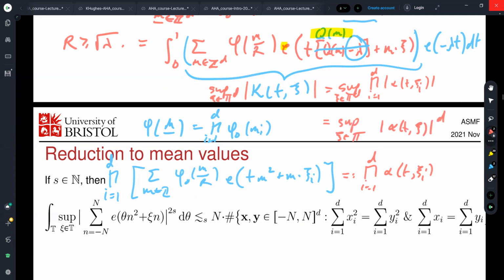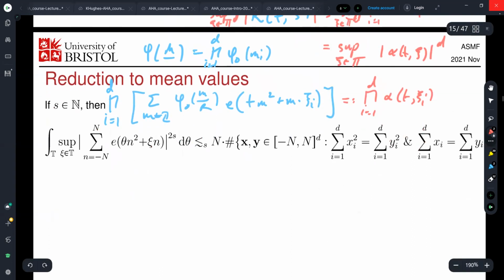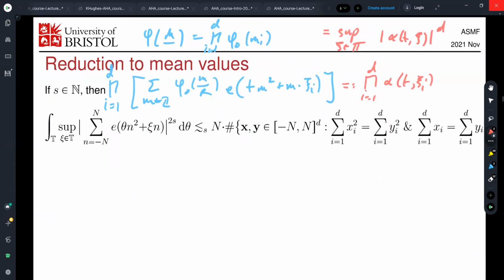Okay. And now what I'm going to do is reduce this supremum problem, when d is an even positive integer, to a mean value estimate. And what is that mean value estimate? Oh, the end brackets didn't show up here. So assume for simplicity at the moment that phi naught is just 1 from -1 to 1 and 0 otherwise. Okay, so it's a sharp cutoff instead of a smooth cutoff. We'll go back to the smooth cutoff shortly.